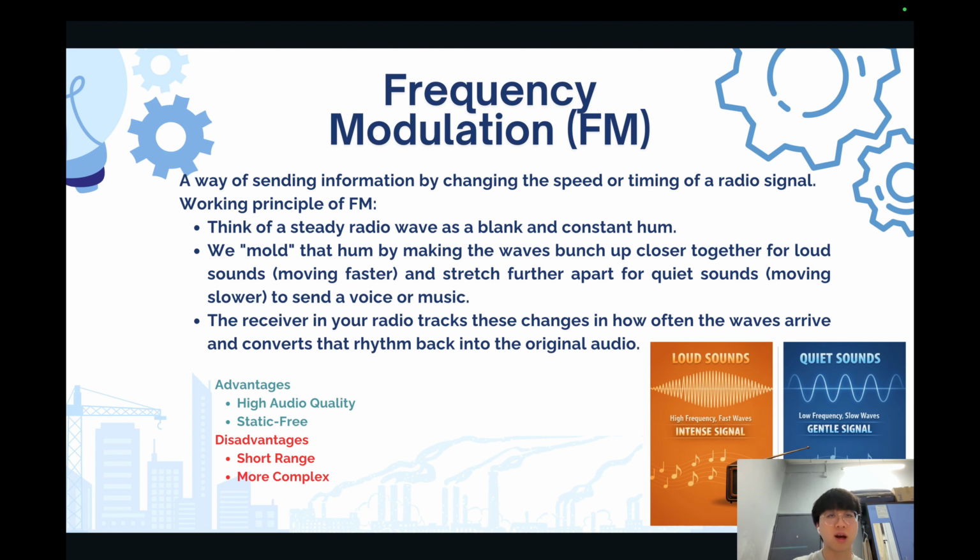The receiver in your car stereo is designed to be a meticulous tracker of these frequency changes. It doesn't listen for volume. It listens for this precise rhythm in the wave speed. By tracking how fast or slow the incoming wave is cycling, it can perfectly reconstruct the original audio signal.